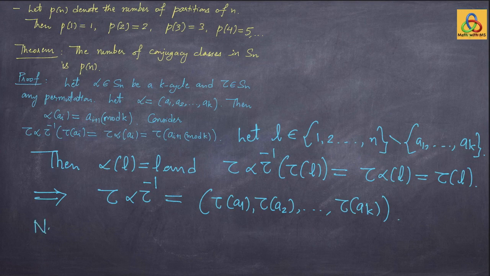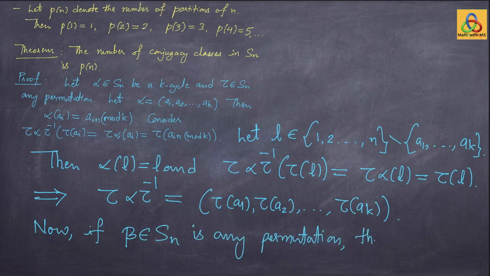Now if beta belongs to Sn, any permutation, then we know that each permutation can be written as a product of disjoint cycles.